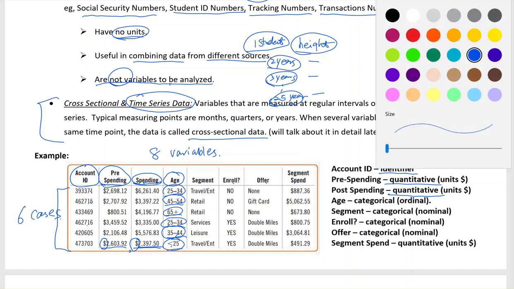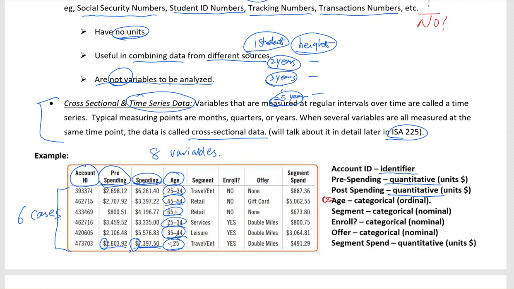This is a very, very good example. Be careful. I say the age variable in this data table is not a quantitative variable. It is a categorical variable, because your responses are categories. They are not detailed numerical values for each case. So age is a categorical variable.